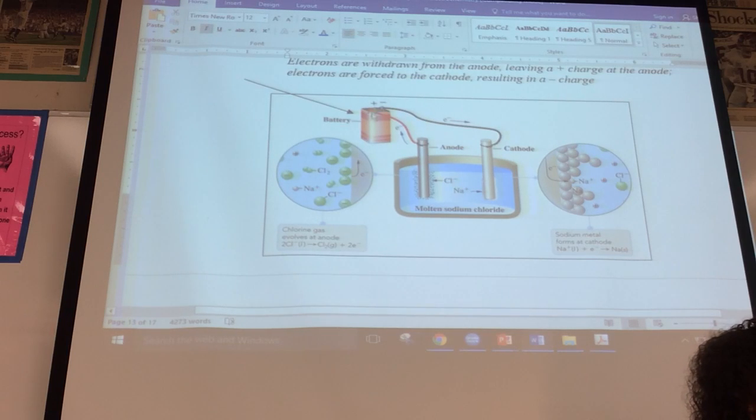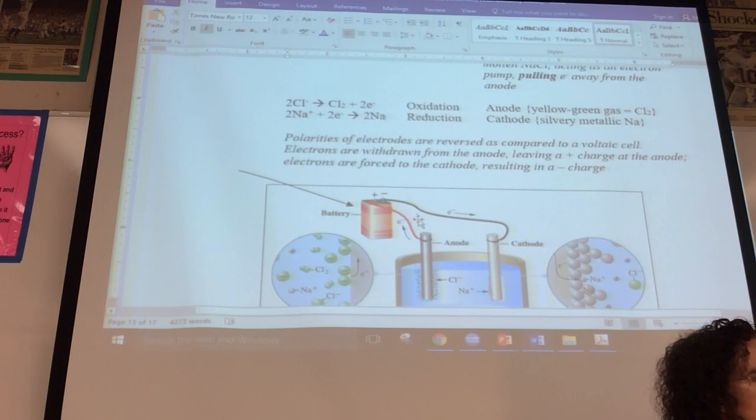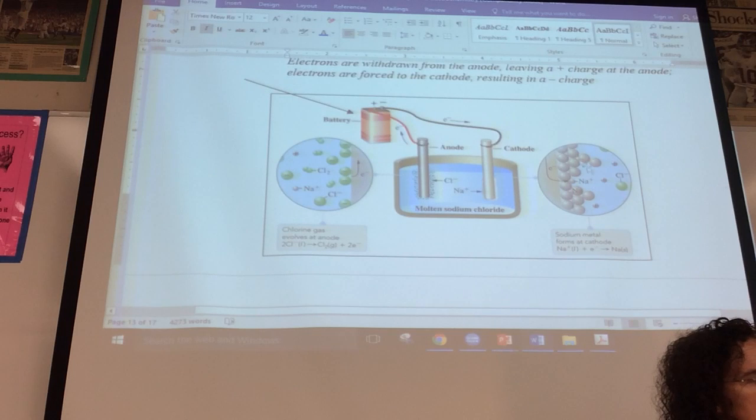And what I liked about it is, look, what does that battery represent? The power supply, and therefore it is a, what type of cell? Electrolytic. All right? So what's happening here is that you are generating chlorine gas. You can see the bubbles. And you are generating sodium on this electrode. And you can see the sodium building up here as well.